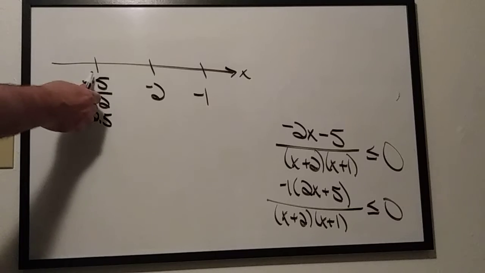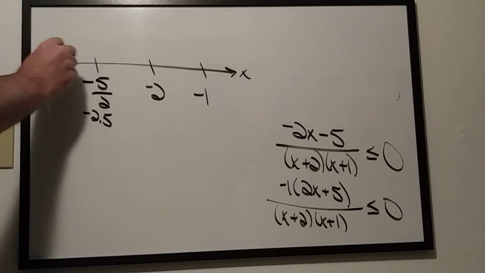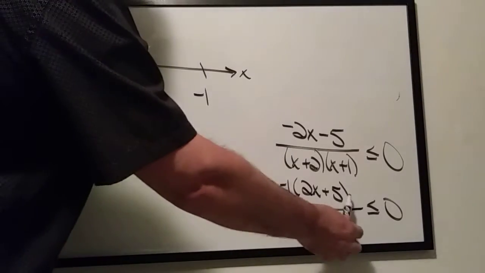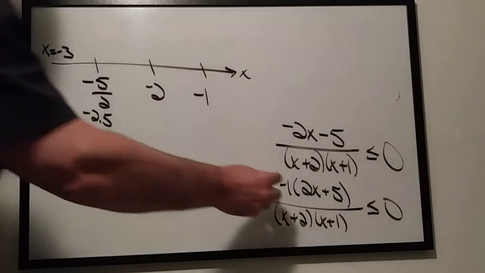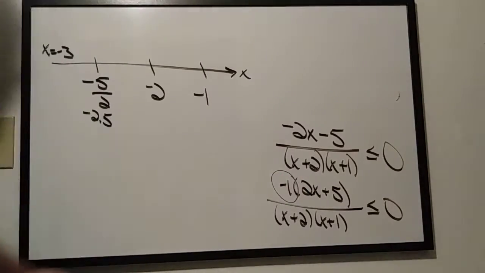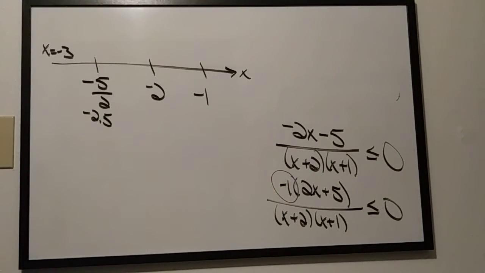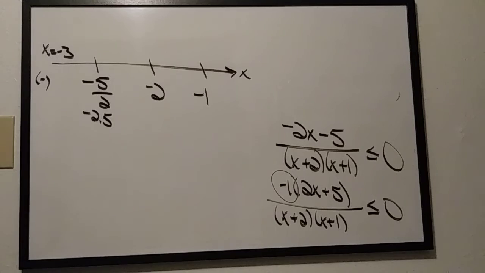So negative 5 halves, something to the left of that. Well, x equals negative 3 lives there. So think about what happens when I look at each one of these factors and plug in a negative 3. This time, however, you have to be aware that this negative 1 is going to affect the sign as well. So each time that I write down my positives and negatives, I'm going to start by saying that we're going to have a negative because of that negative 1.